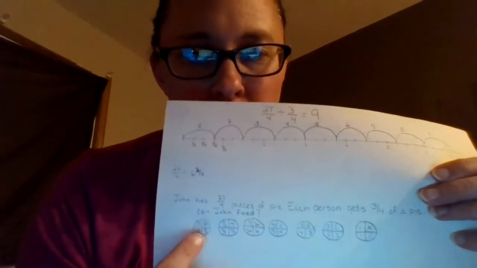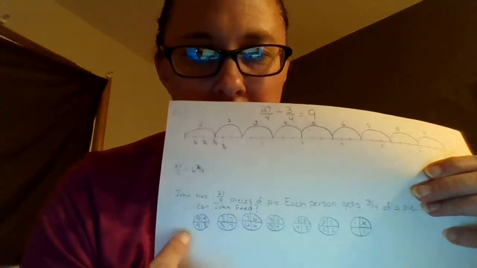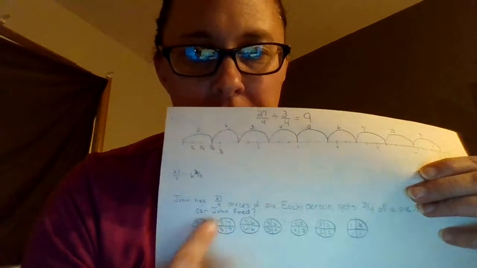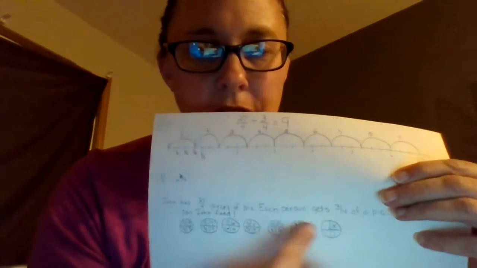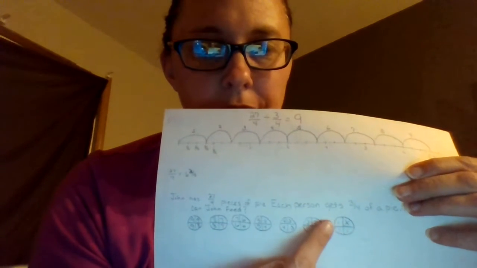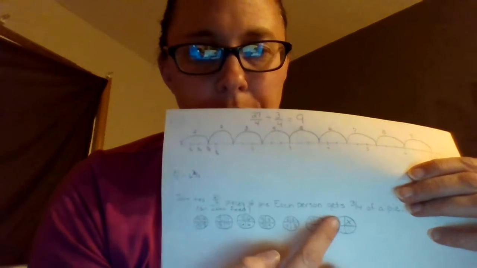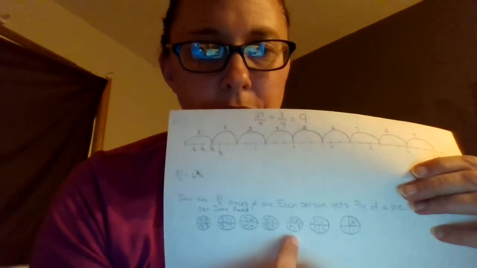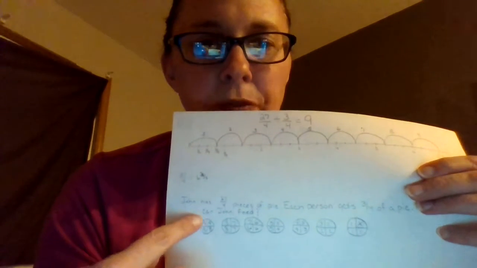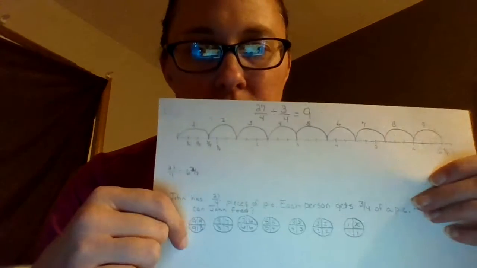And then my story to go along with it is John has 27/4 pieces of pie. Each person gets 3/4 of a pie. How many people can John feed? So I did another little diagram down at the bottom here too, with each pie broken out into fourths. There's a total of 27 pieces on here. And I did 3 go to person 1, 3 go to person 2, 3 go to person 3, and so on all the way through till you get all the pieces used up, which comes to 9.